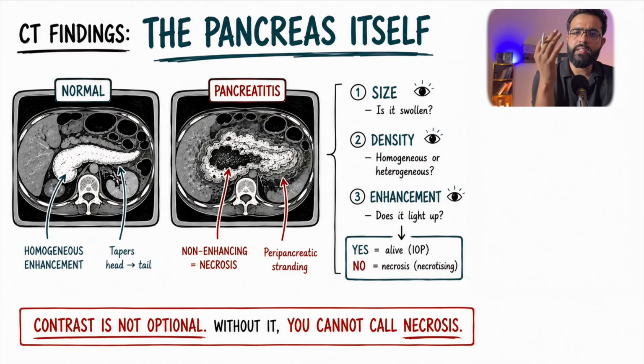Okay, you have got the CT, the patient is on the table, the report is open in front of you. What are you looking for? Think of it in layers. Start at the pancreas itself, then move to the peripancreatic fat, then the fascial planes, then the rest of the abdomen, and lastly look for the complications.